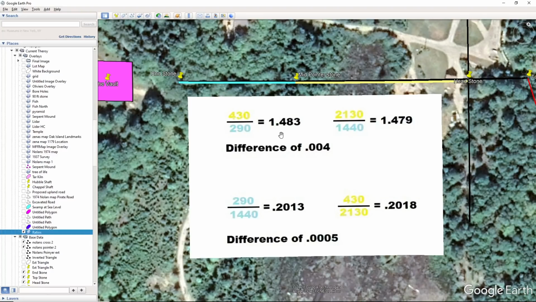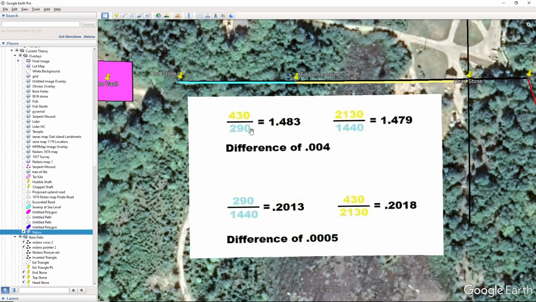When you take that ratio or the dimension, it comes out to these numbers, and the difference is only 0.004 of a difference. So you could say that 430 is 1.4, or 290 is 1.483 of 430. So this could be considered a measurement, and this is the deviation that these two have to one another.